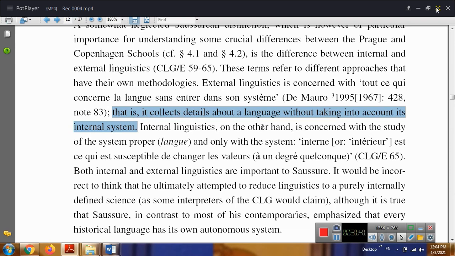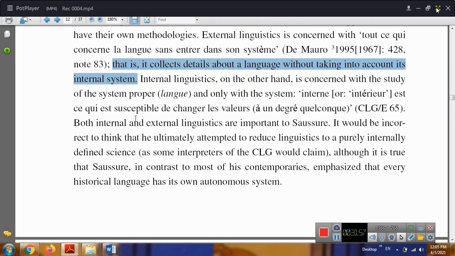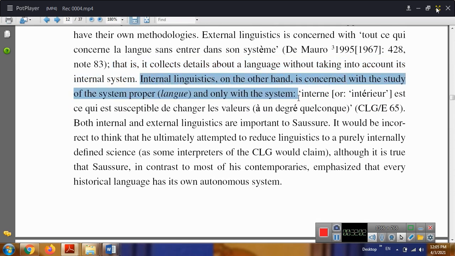External linguistics, that is, collects details about a language without taking into account its internal system. It is the meaning of external linguistics. In external linguistics, we pay attention to details of language without taking into account its internal system.